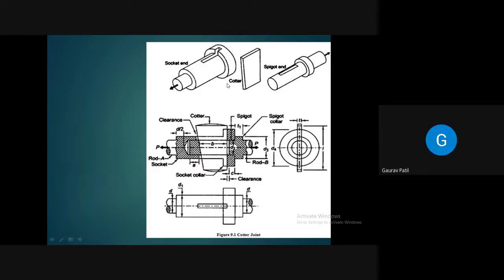Now you can see here this socket has a hollow portion inside. This is the hollow portion in which this spigot end is going to fit. And you can see the slot is provided on the socket as well as the spigot. A rectangular slot is provided here in which this quarter is going to fit. Or you can say this quarter is going to connect this socket and spigot together.